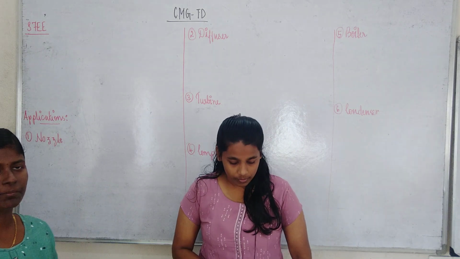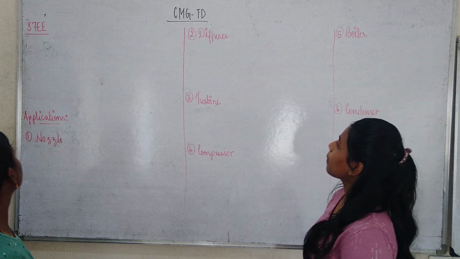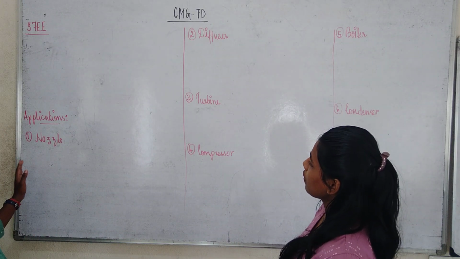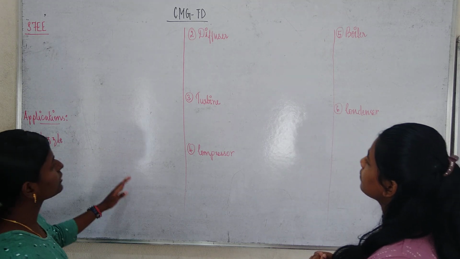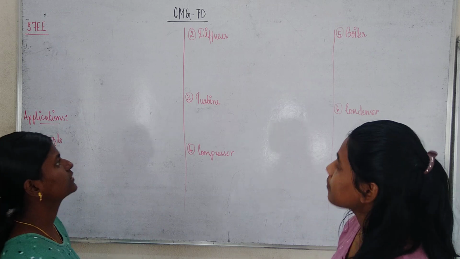Today they are going to play the challenger meet game on thermodynamics. The topic is the steady flow energy equation and its applications. There are 6 applications: first nozzle, diffuser, turbine, compressor, boiler and condenser.